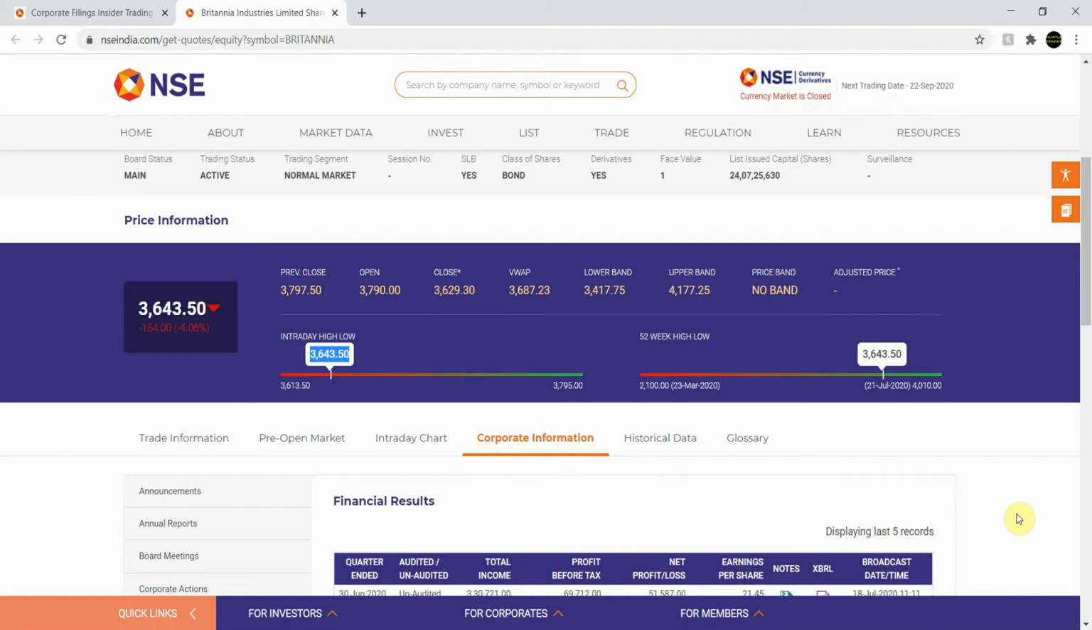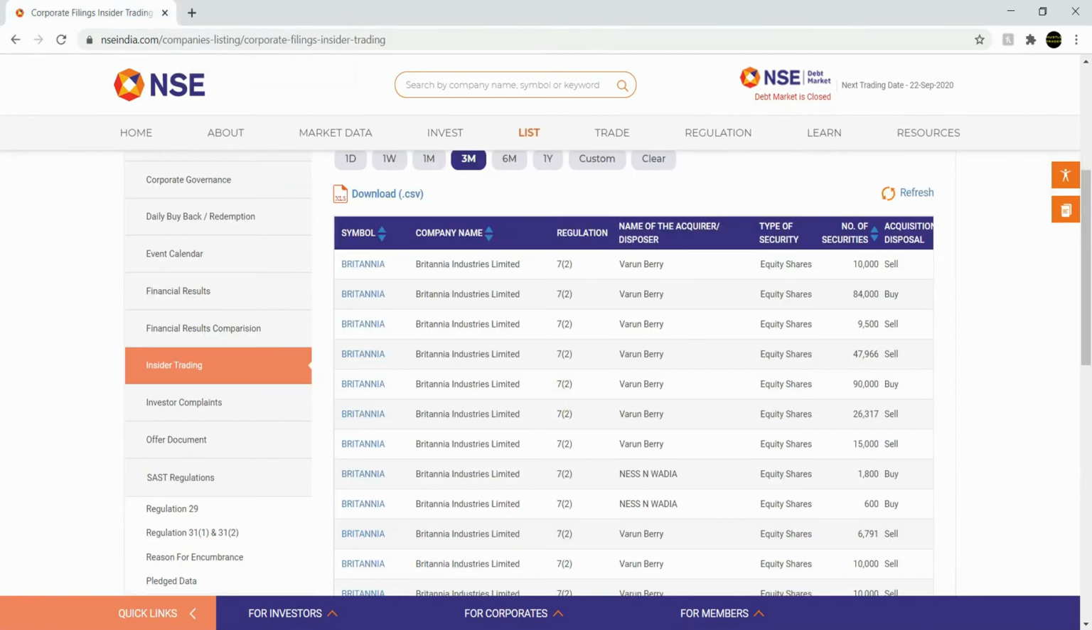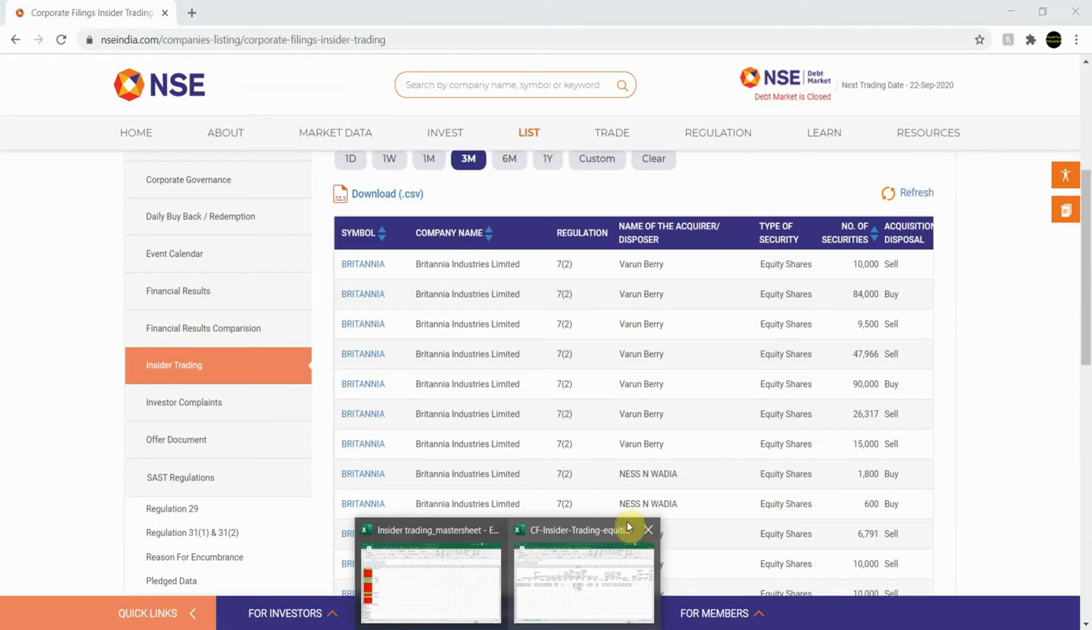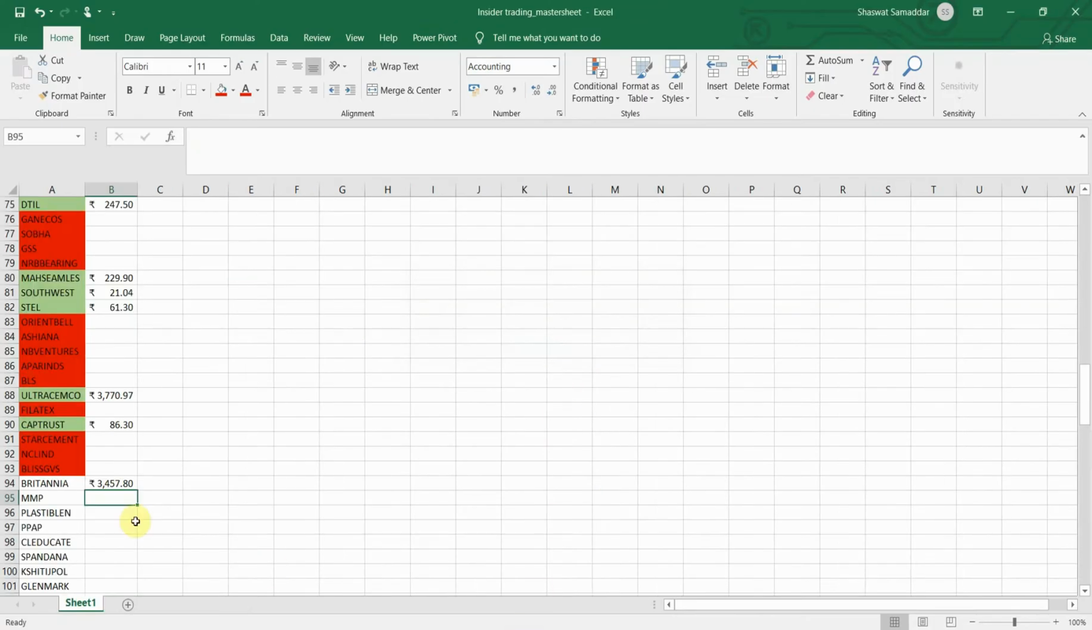Also, I'll check the average traded volume. So stay tuned for the next part. I'll explain all those things in the next part of the video. So, okay, let me just color code. Let me just first close this worksheet. Okay, I'll color code this as green. So next in the list is MMP. I'll quickly download it.